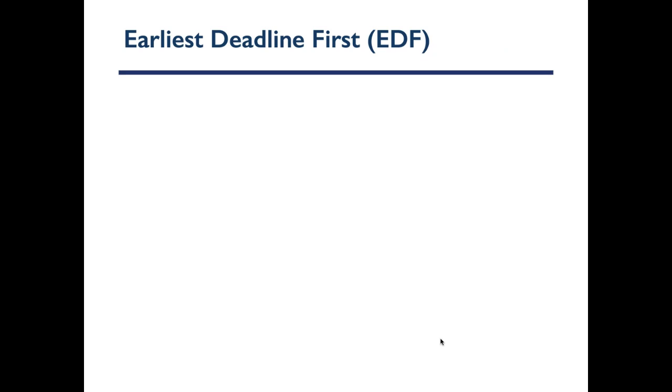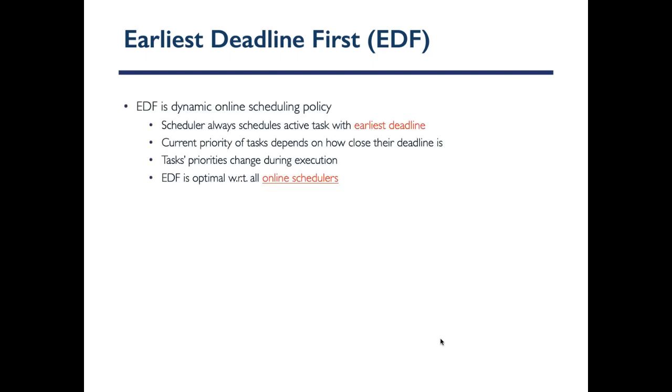Now, this will lead us to the next class of schedulers, which is dynamic scheduling. Now we're going to assign priorities to jobs instead of tasks. And the one particular scheduler that we're going to look at is called earliest deadline first.